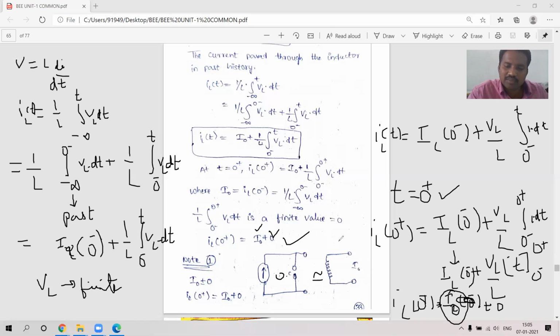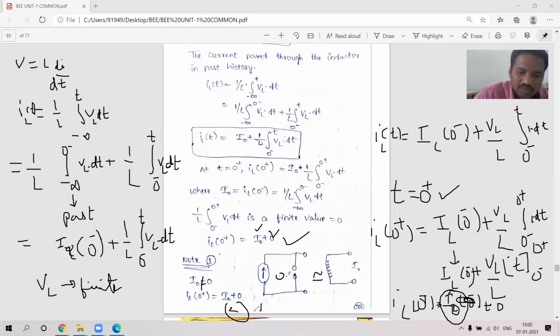When t equal to infinity, we are getting that the inductor is replaced by a short circuit. But in this case, we are getting the inductor replaced by an open circuit. So this is the current we got when I naught is not equal to 0. Suppose if I naught is 0, that is note 2.